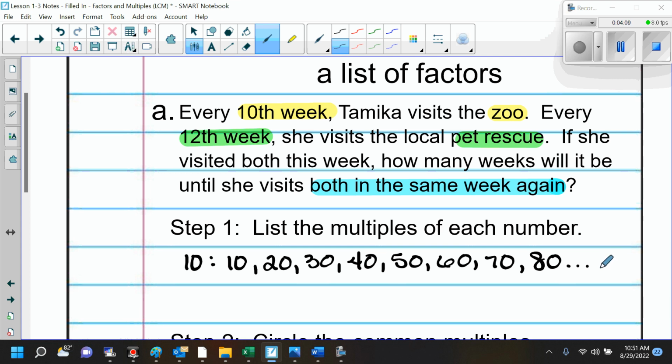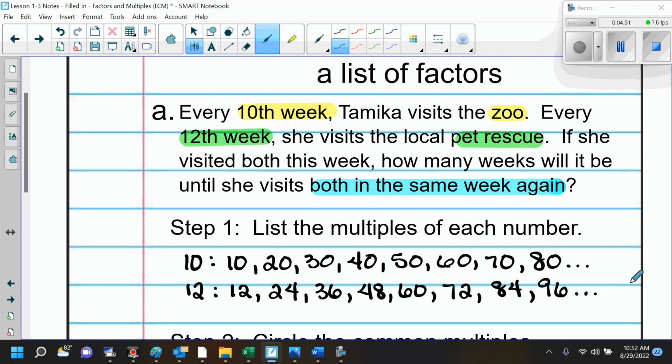So for the 12th week, for the pet rescue, let's see. We've got 12 times 1 is 12. 12 times 2, 24. 12 times 3, 36. 12 times 4, 48. 12 times 5, 60. 12 times 6, 72. 12 times 7, and 12 times 8, 96. And then again, it goes on forever. Is everybody clear?